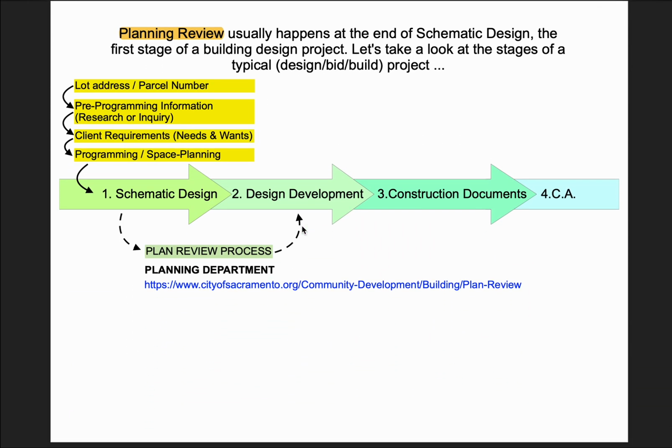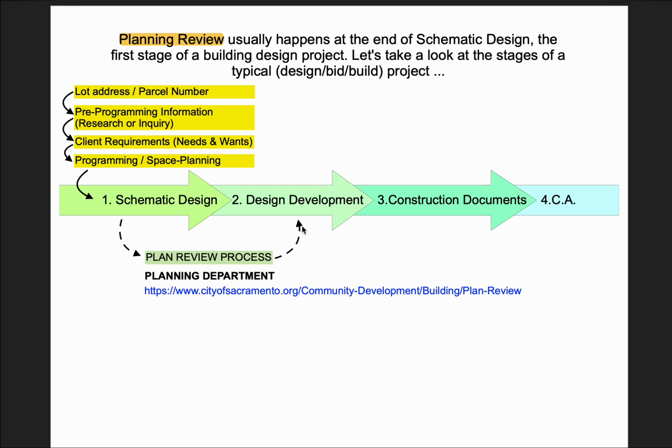Plan review is a process where you would have to go to the city government under their building department and get a quick review, not quick as in one day, but basically present some plans and get approval on a schematic portion. Now remember that the first thing that you need is your lot address or your parcel number so that you can do your research or inquiry to gather your pre-programming information.